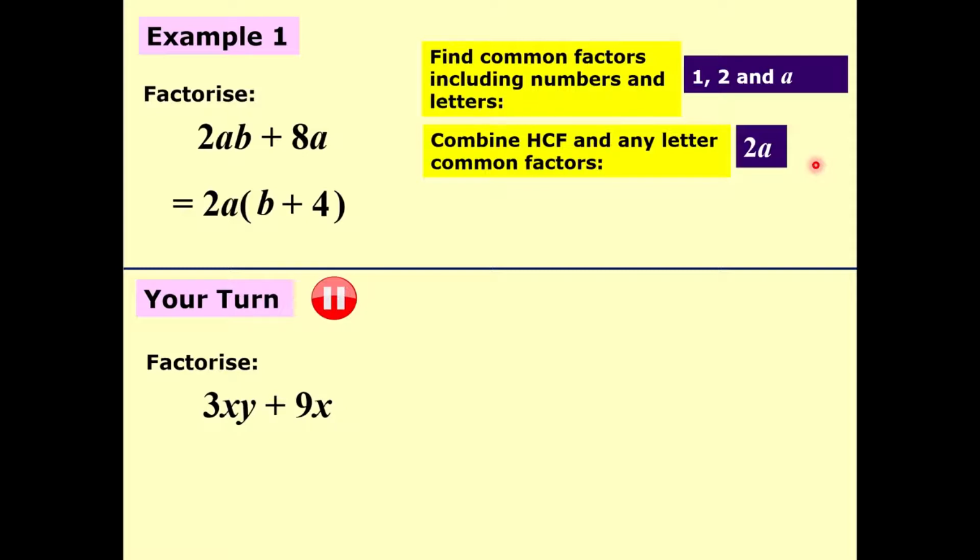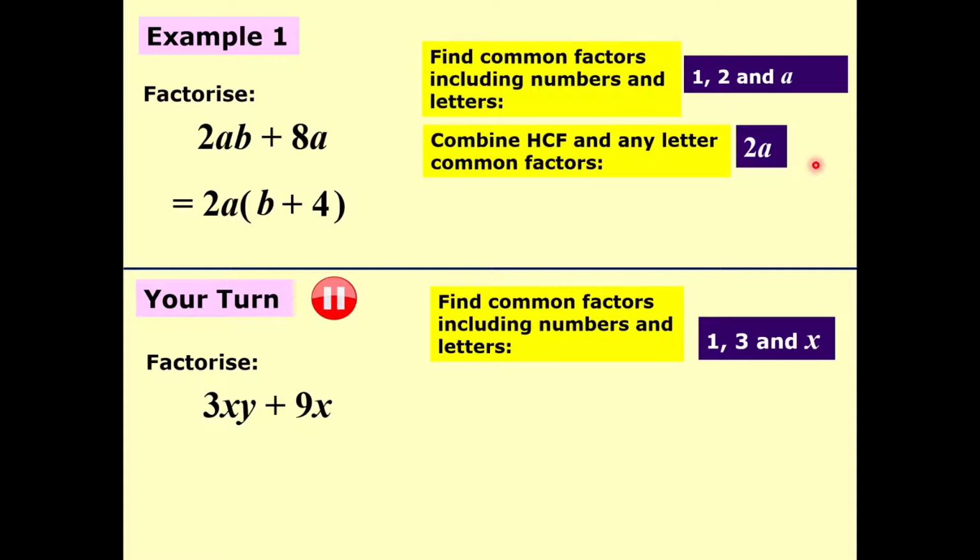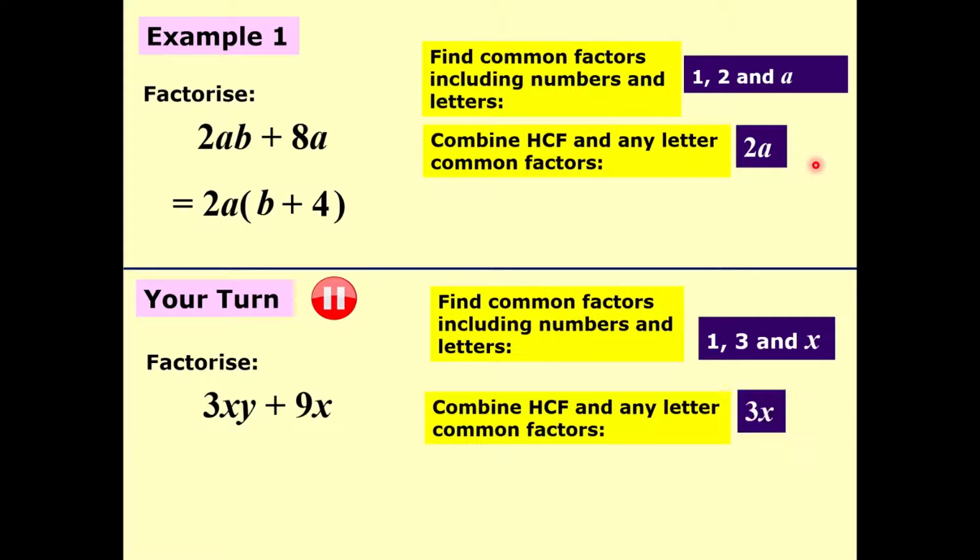Okay, hopefully you've unpaused and managed to give that a go. So we're going to identify our common factors, including numbers and letters. So we've got 1, 3 and x. We're going to combine our highest common factor and any other letters we've got there. So we're going to have 3x on the outside of our bracket. So you should have 3x multiplied by y to give you 3xy, and then 3x multiplied by 3 to give us 9x. So well done if you got that.